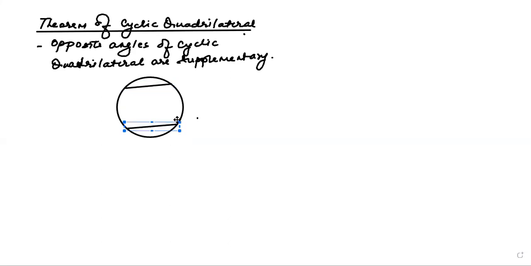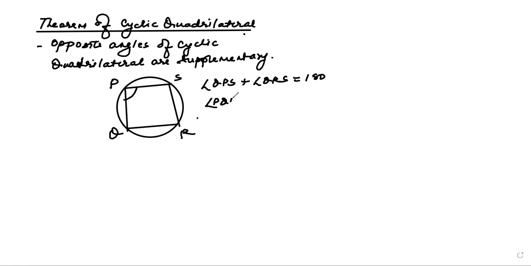Like you can see a cyclic quadrilateral PQRS here, children. So naturally, you can always say angle QPS plus angle QRS equals 180. Opposite angles of a cyclic quadrilateral are supplementary. Or you can take angle PQR plus angle PSR equals 180. Either way, opposite angles of a cyclic quadrilateral are supplementary.